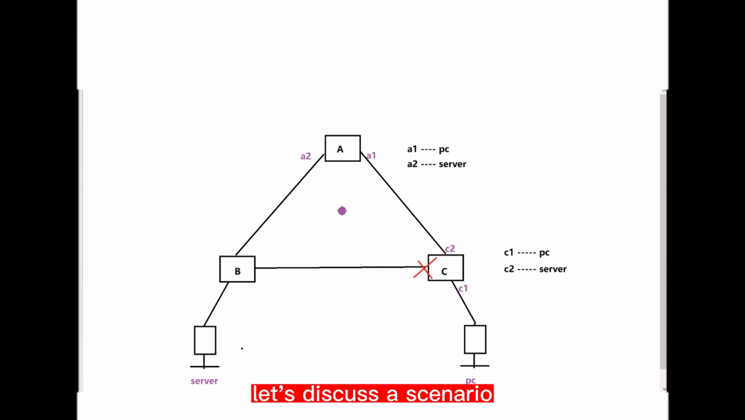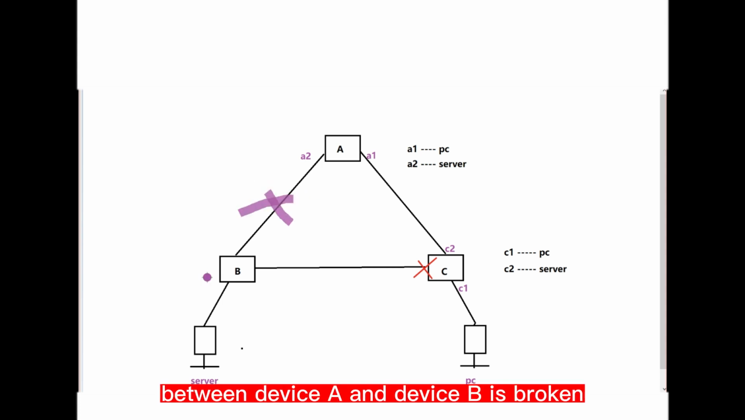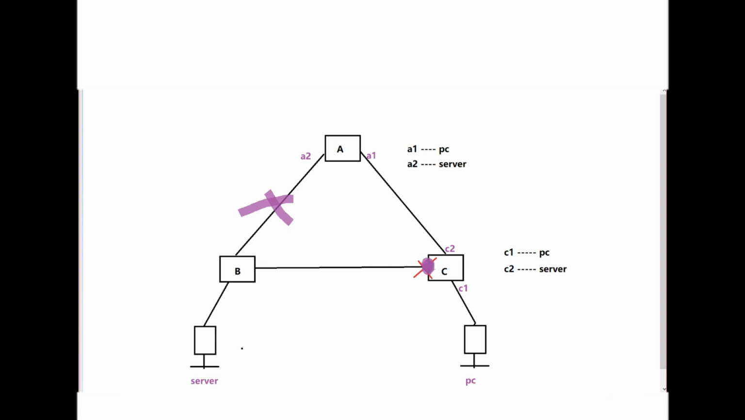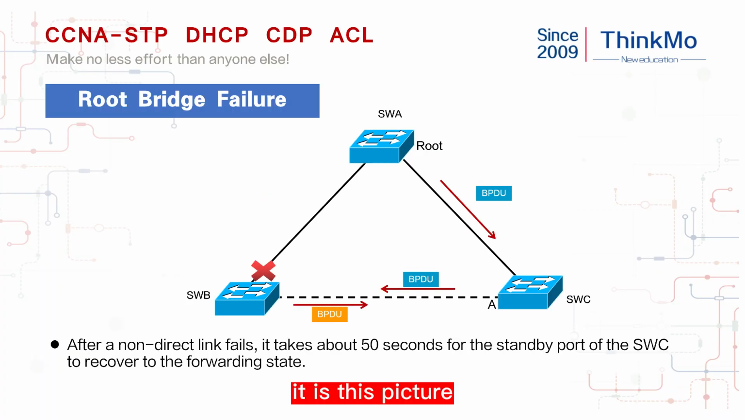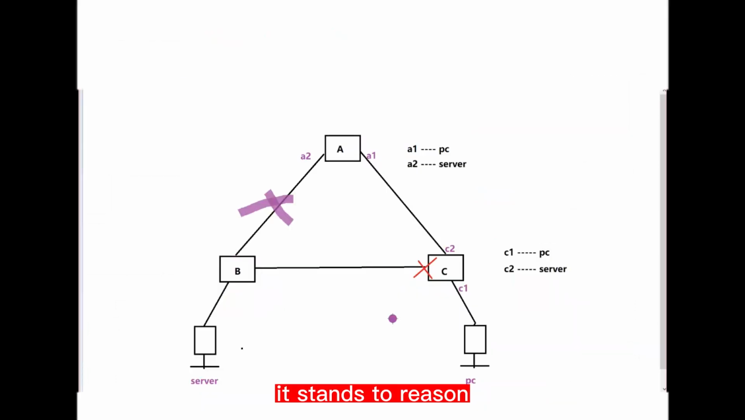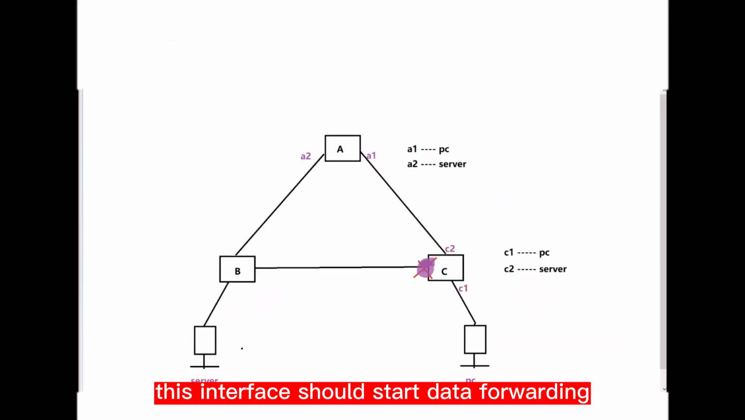Let's discuss a scenario. When one day the line between device A and device B is broken, then the blocked port on device C will become a designated port. The direct link is down now. For device C, it is indirect. It is this picture. But we are not discussing this picture. We don't discuss forwarding time. It stands to reason, this interface should start data forwarding. Assuming that the 50 seconds have now passed, it has become the state of forwarding.